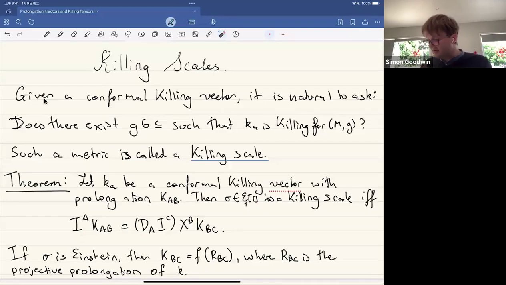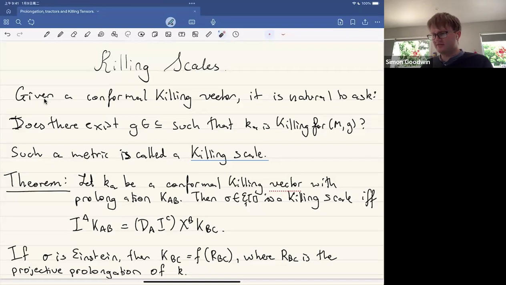But one extra interesting thing is that if our scale is Einstein, then actually our k filters through this map F that I mentioned before between our projective and conformal tractor bundles. What you can do is you can form this prolongation here, and you can put it through to conformal land, and you actually get the conformal one.